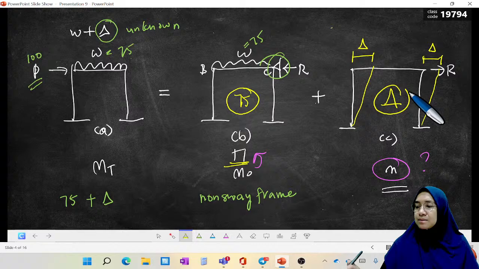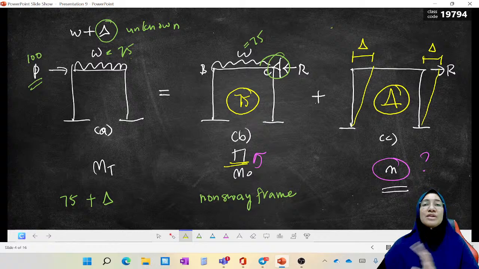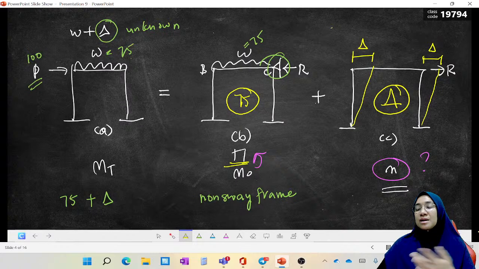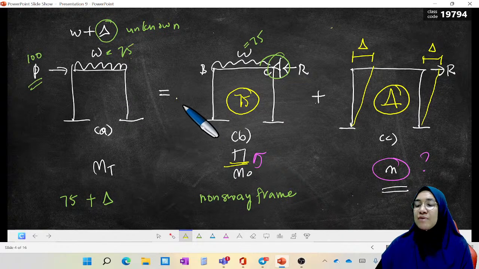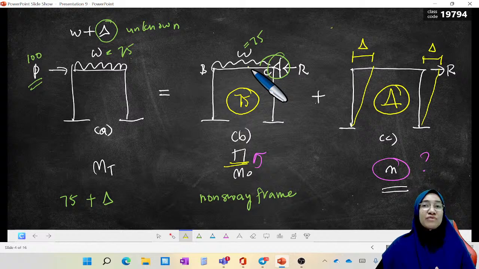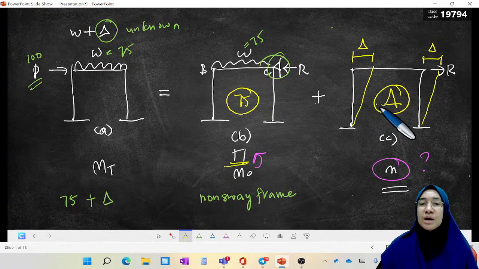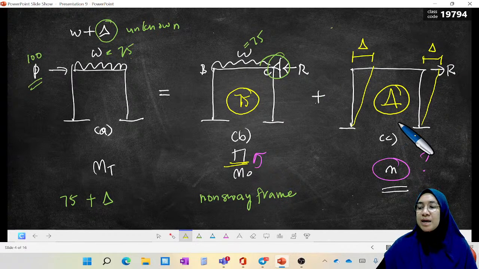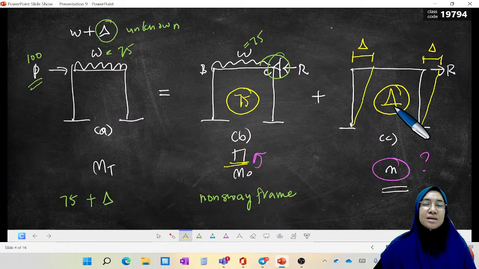Okay, plus delta. So we have 75 plus delta in different diagrams. It cannot be one diagram. The question is in one diagram, but in the solution, table 1 and table 2, we have to differentiate. We have to divide into 2. We have one frame to analyze with only 75 kilonewton per meter W, and another frame subjected to only delta.